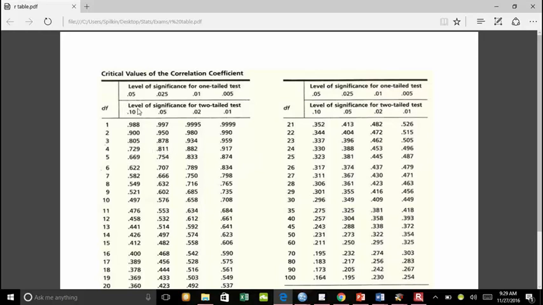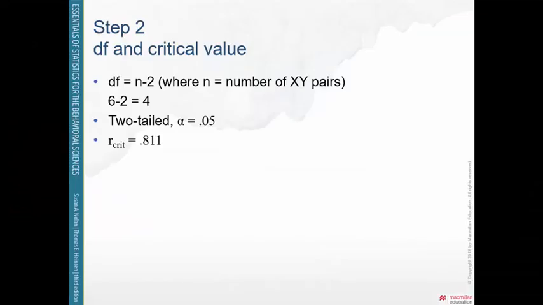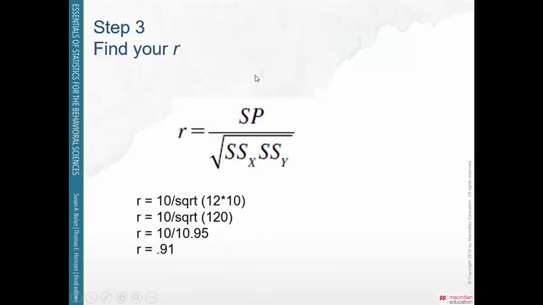So we're always, for this class, looking at a two-tailed test. We'll never look at the one-tailed test, always two-tailed. And I'll tell you, is it 0.05 or 0.01, in this case 0.05 level? Degrees of freedom 4 gives you 0.811 as your critical value. Okay, this is from another book, but same thing. 4 degrees of freedom, 0.05, there's our critical value. Find your R, step 3, which we already did. R is 0.91.